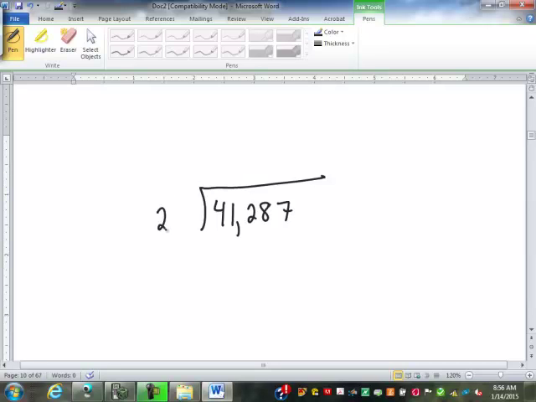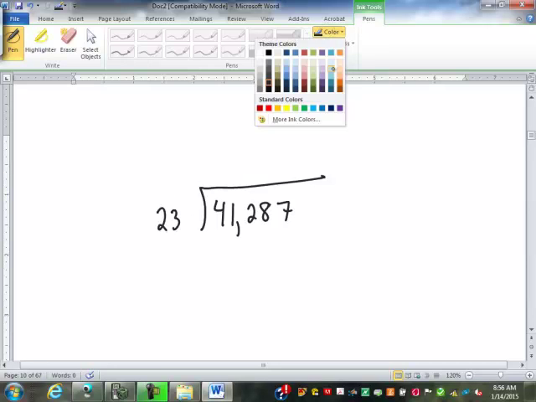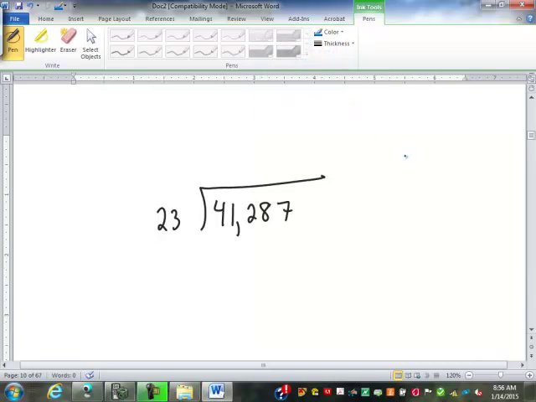41,287 divided by 23. Now I just told you that division is repeated subtraction. But I'm not going to start subtracting 23 from 41,000. It would work, but we don't have that kind of time. Chances are you lose track of how many times you did it anyway. But if we could subtract a big chunk of 23s from the 41,000, that would speed it along. And that's exactly what long division is.